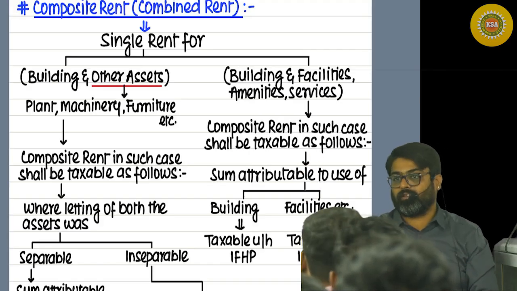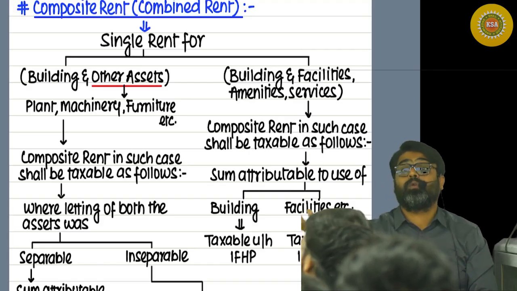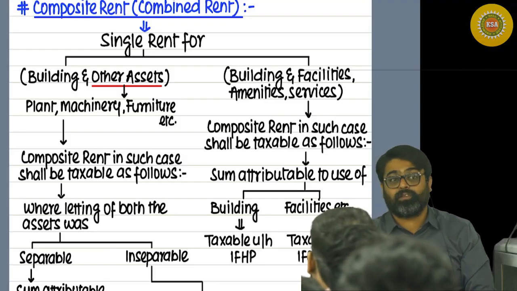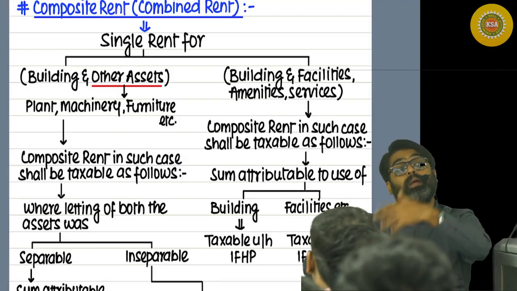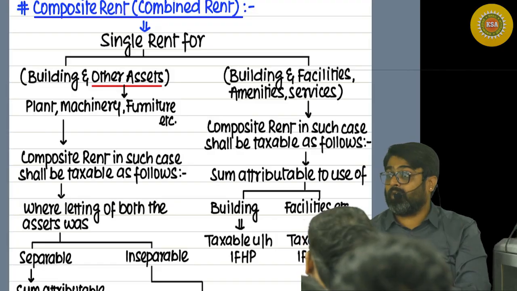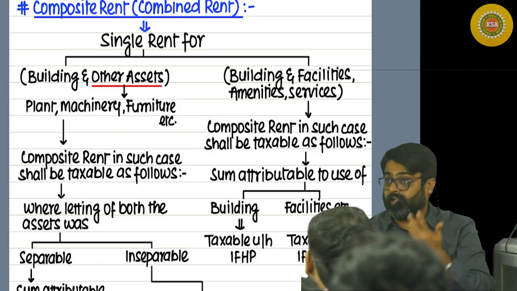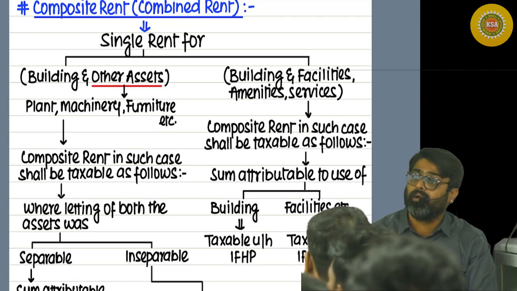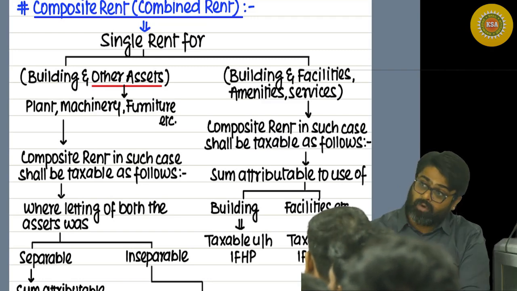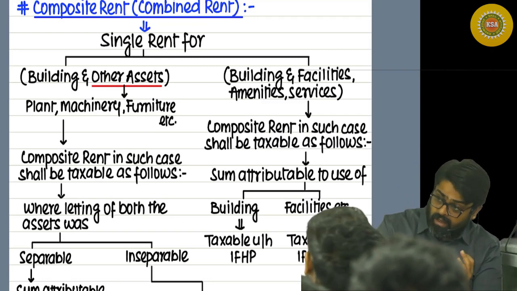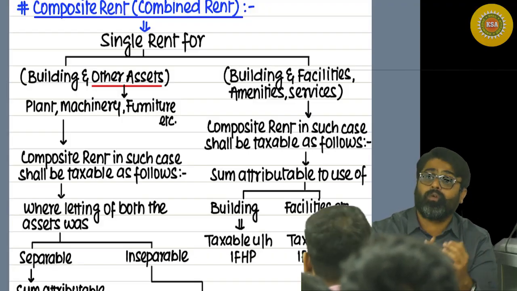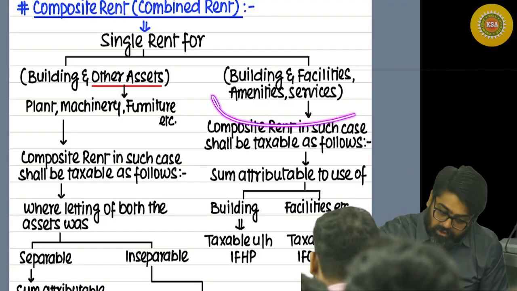Building with lift facility, building with watchman, 24/7 security facility. Yes or no? Club is there. Then a big garden is there, play area is there, lots of facilities, 24/7 CCTV camera, security, lift, many amenities are there. So are you giving only building or building along with facilities? Building along with facilities, yes or no? So this is the part.